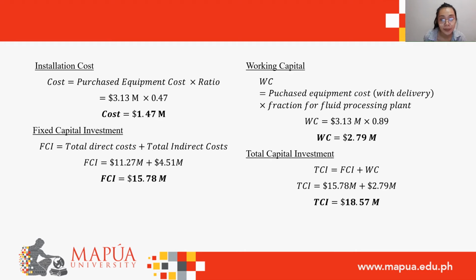Next is the working capital, which is included in the total capital investment. It is the total amount to cover some operational costs. It has a fraction of 0.89, which gives us $2.79 million.